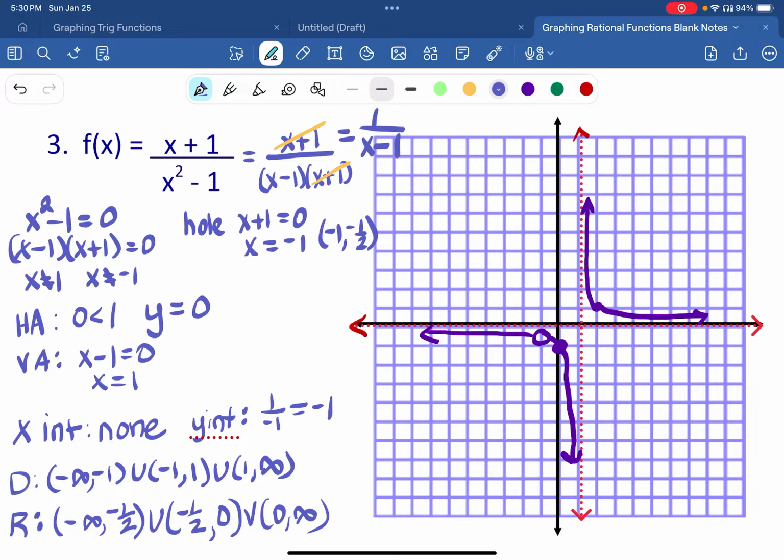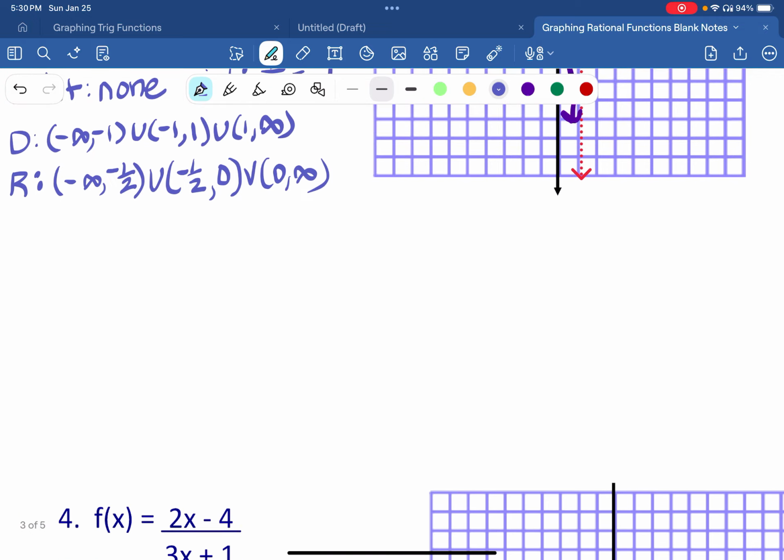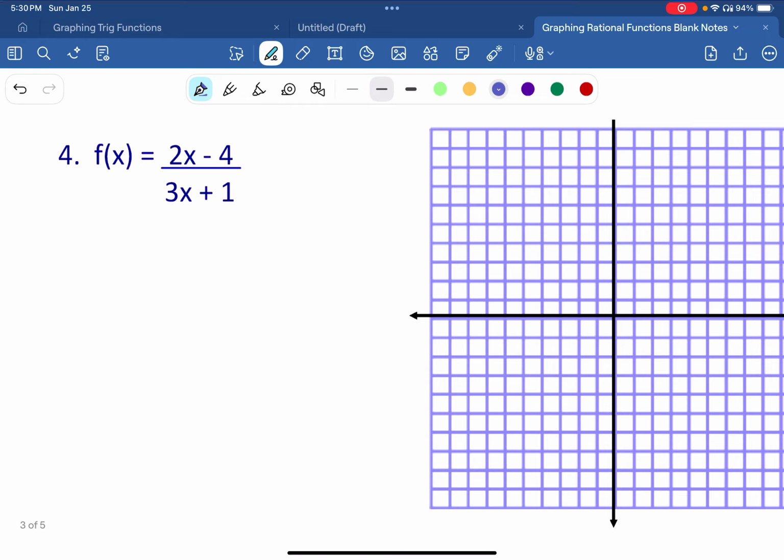Okay? All right, let's do another example. We're going to go to number 4 now. With number 4, let's start with the domain restrictions. Set that denominator equal to 0. So x will not be -1/3. Now we have to decide, is it going to be a hole or a vertical asymptote? I'm sure you guys can look at that and tell already.